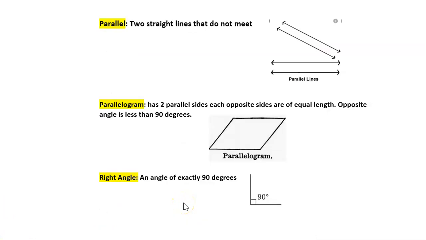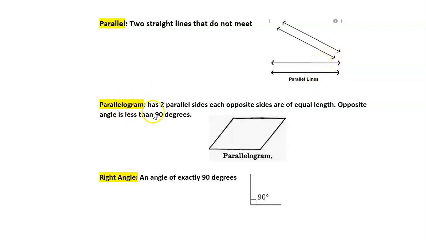Our other vocabulary words are parallel. Parallel means two straight lines that do not meet. And in our example photo, we have 2 pairs of parallel lines. And we see that neither one of these lines touch one another or meets. So this is a parallel line.